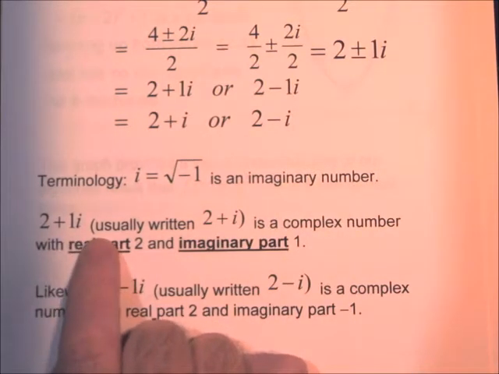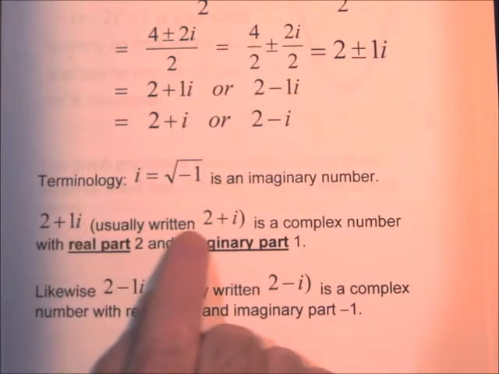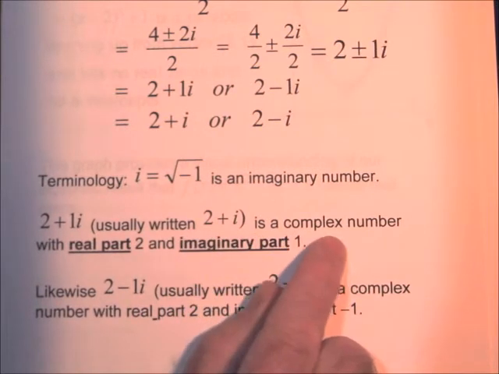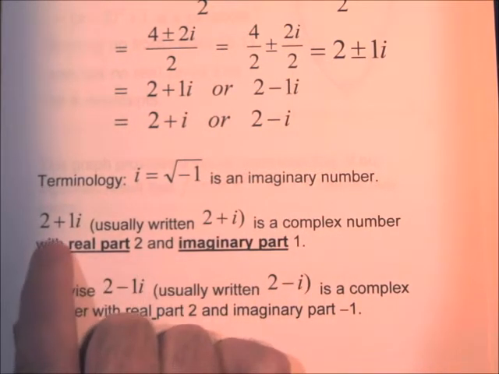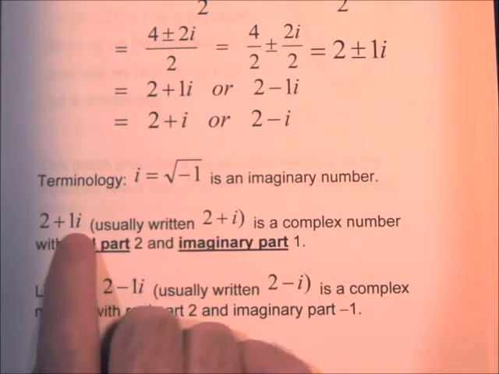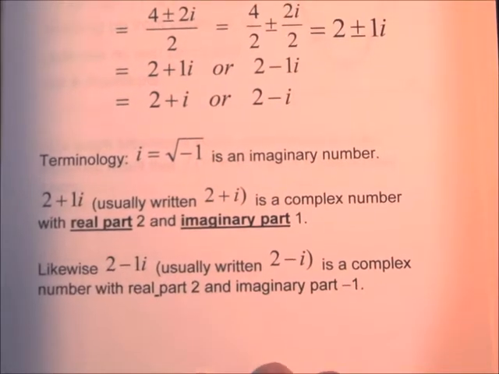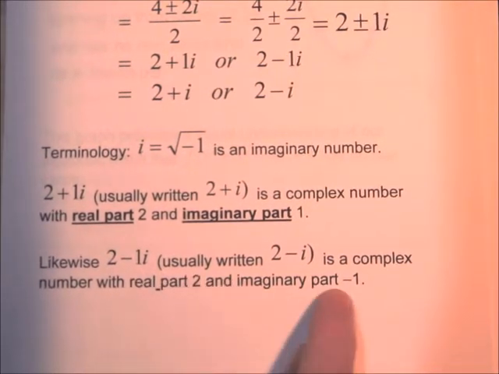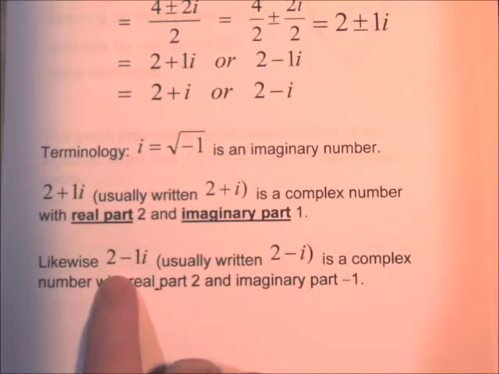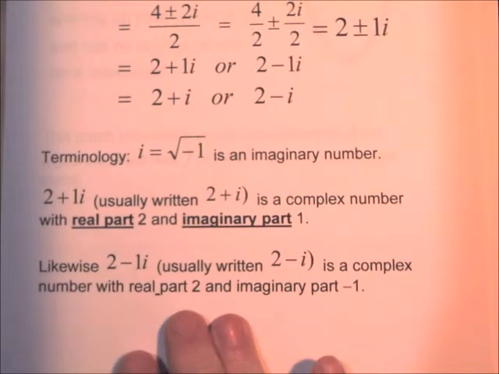2 plus 1i is a complex number. The real part is 2, and the imaginary part is 1. And likewise, 2 minus 1i is a complex number. The real part is 2. The imaginary part is negative 1.